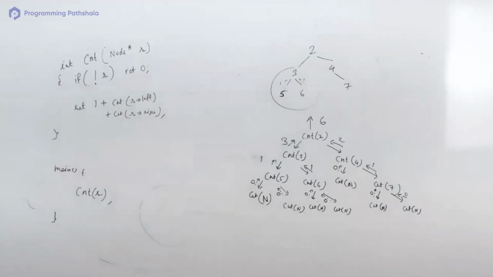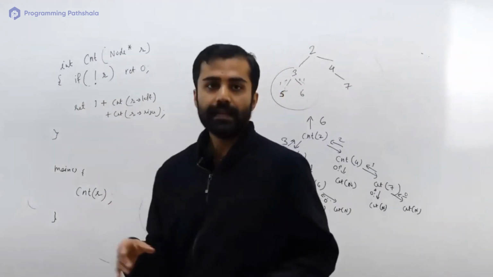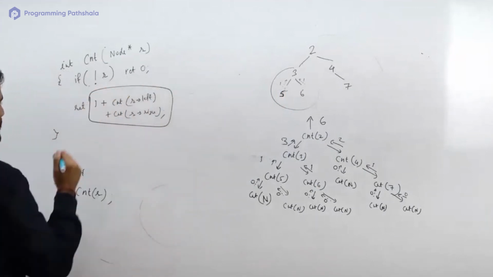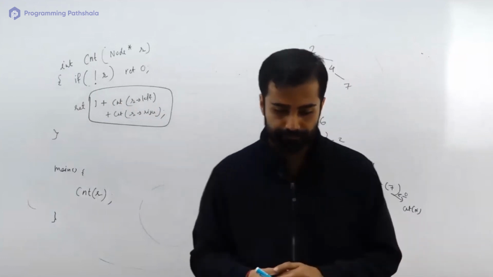Does it give you enough clarity now, like how this piece of code runs on the tree? Yes or no? Right? So if you are clear with how recursion works, and if you can fundamentally write such kind of equations, then 90% of the job is done on trees. Okay, cool.